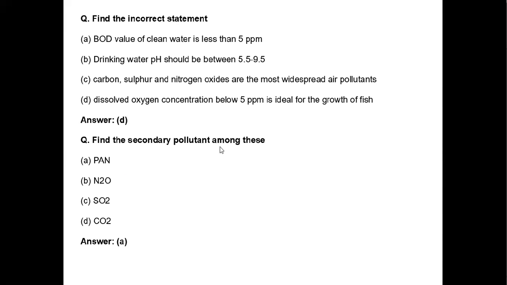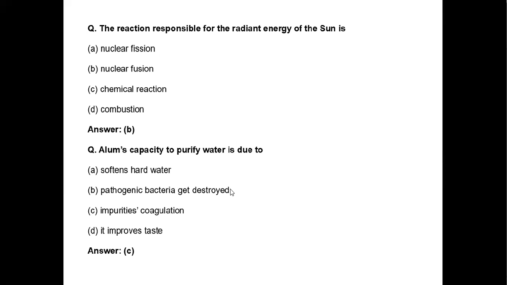Find the secondary pollutant among these: PAN, NO2, SO2, and CO2. PAN is your secondary air pollutant. So option A is right answer here. The reaction responsible for radiant energy of sun is nuclear fission, nuclear fusion, chemical reaction, combustion. It is nuclear fusion, not fission. So option B is right answer. The reaction responsible for radiant energy of sun is nuclear fusion.